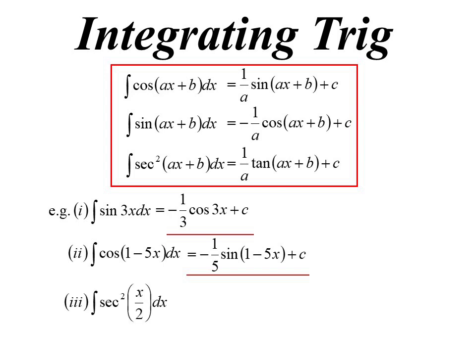Let's do a sec squared one. So sec squared, x on 2, well, sec squared will go to tan. The reciprocal of a half is 2. A definite integral then. So sine 2x, sine goes to negative cos. So I'm going to have negative a half cos of 2x.